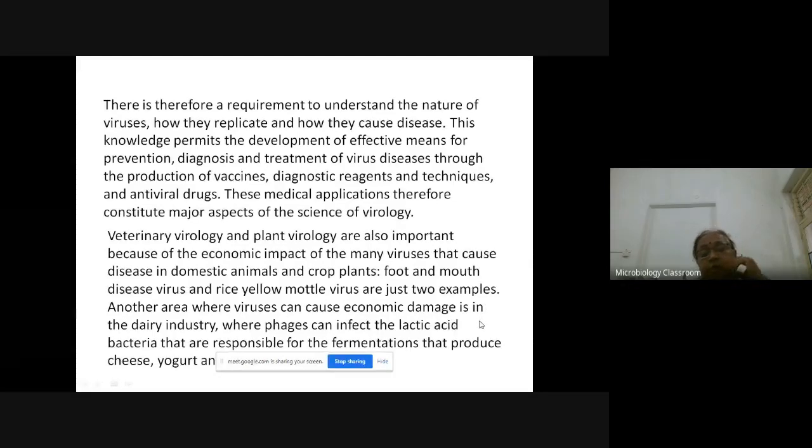Such types of infections are responsible for causing economic damage in the dairy industry, for example, where phages are found to infect the lactic acid bacteria. In such cases, where the lactic acid bacteria are infected with phages, they are responsible for fermentation losses in the production of cheese, yogurt, lactic acid, etc.